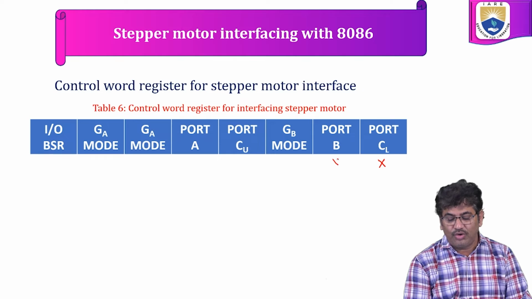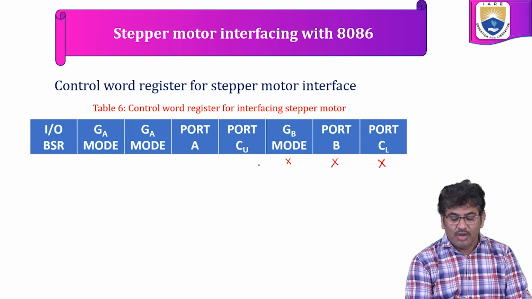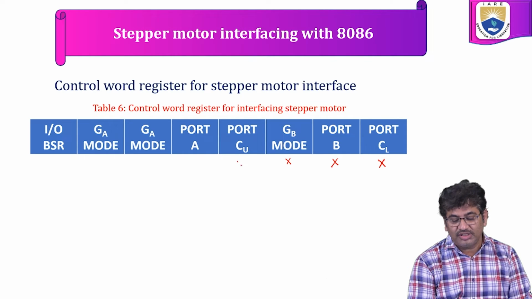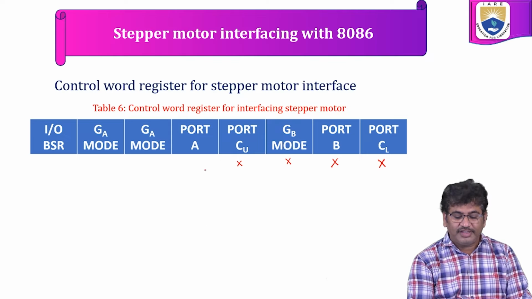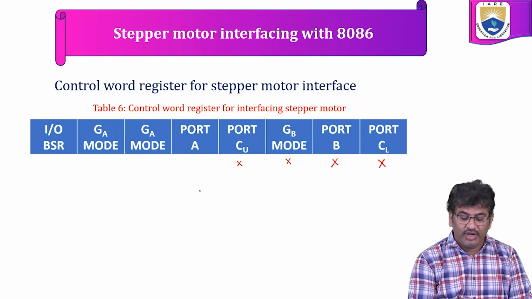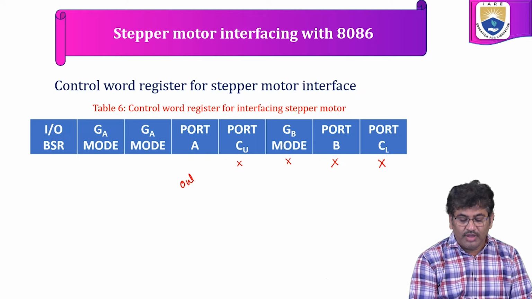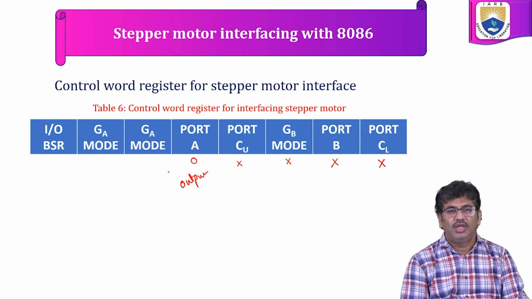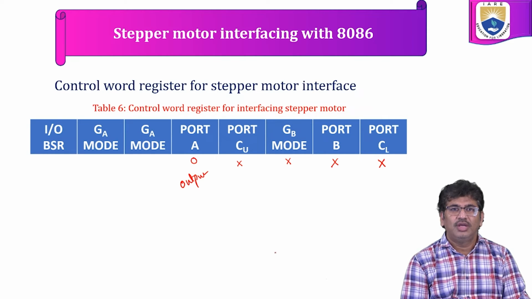Port B, don't care bit. As we are not using the group B ports, the mode for group B also I don't care. Port C upper also we are not using, so this is also a don't care. Whereas port A, we have to configure in the output port. So for output port, we have to write this port value as 0. If it is input, configure that particular bit as 1. If it is output, configure that particular bit as 0.